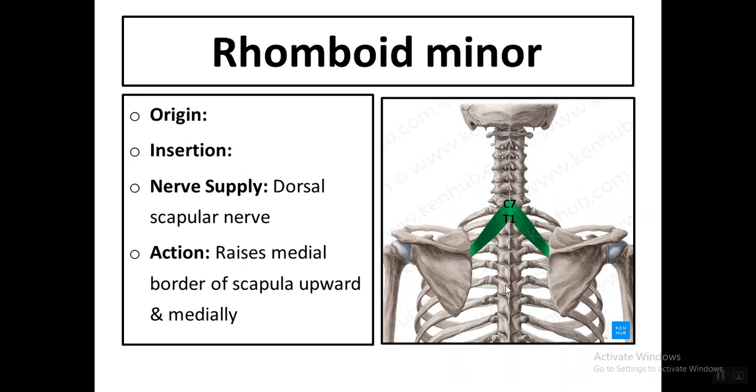Another muscle that connects the vertebral column to the upper limb is called rhomboid minor. It is called rhomboid because its shape is similar to a rhombus. It takes origin from the ligamentum nuchae and the spinous processes of C7 and T1. It is inserted into the medial border of the scapula at the root of the spine. The nerve supply is the dorsal scapular nerve, like that of the levator scapulae. When this muscle contracts, it will raise the medial border of the scapula upward and medially.